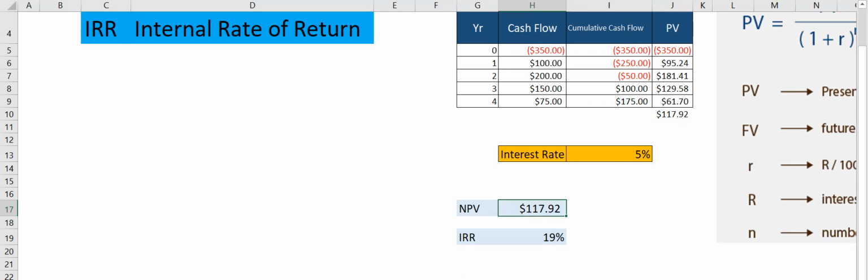If the net present value is greater than 0, then we should accept this. So here the case is $117, which is obviously greater than 0, so we can accept it. Then the internal rate of return is 19%. The condition for it is that it must be higher than the interest rate. So here 19% is higher than 5%, so we can accept this investment.